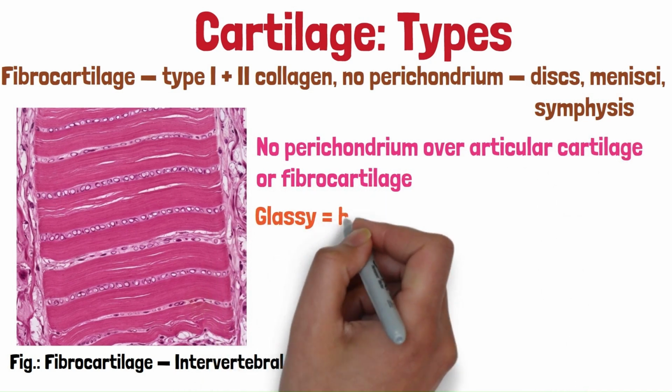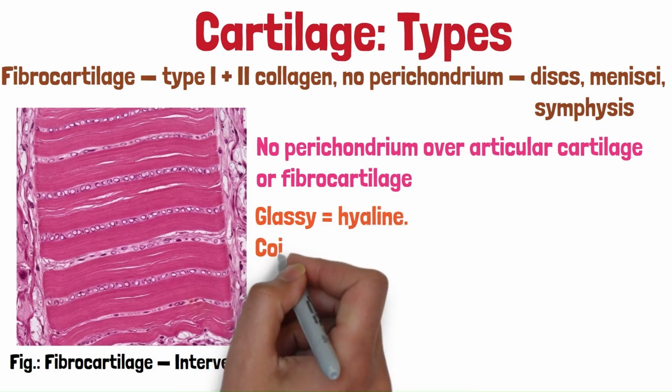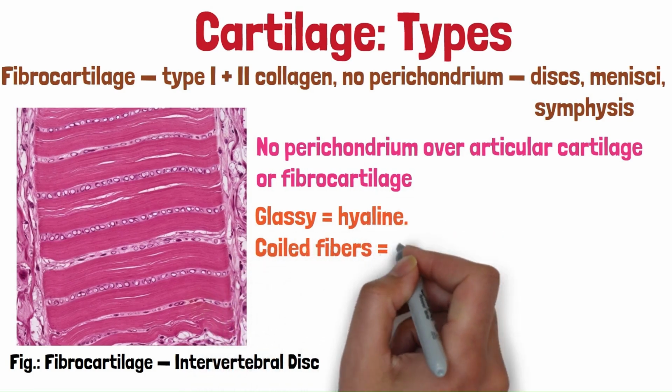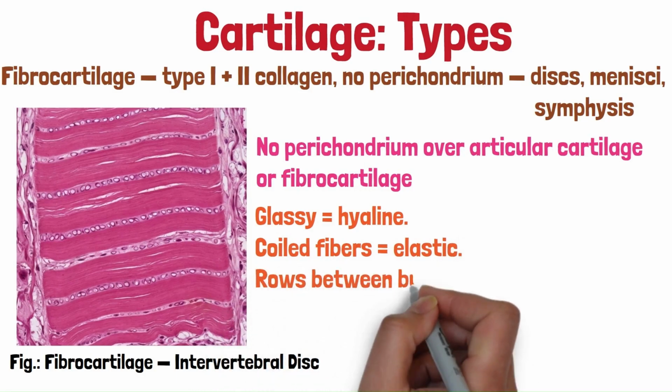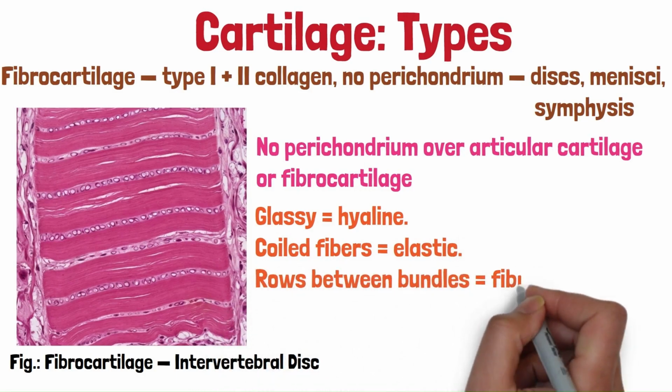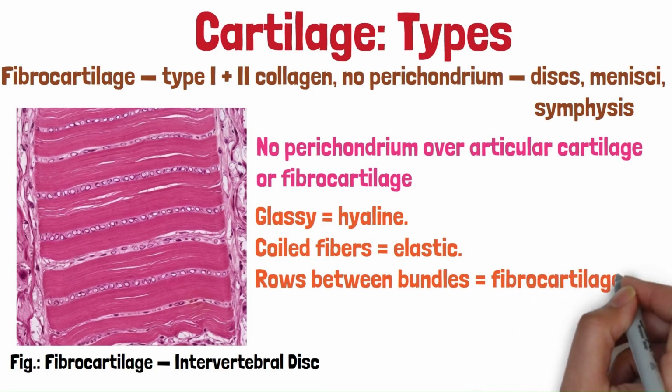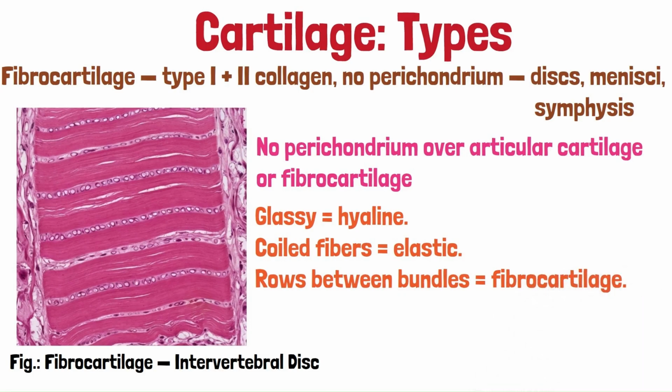So on the exam, if the matrix looks glassy with no extra fibers, it's hyaline. If you see coiled elastic fibers, it's elastic. And if the chondrocytes are sitting in rows between thick collagen bundles, that's fibrocartilage.